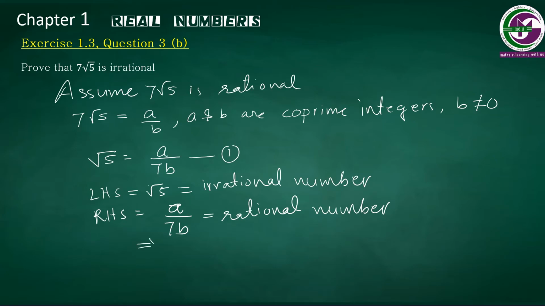That means it is a contradictory statement, right? So why did we get the contradictory statement? Because our assumption is wrong. Write the correct statement that 7 root 5 is irrational. Done. It's very simple, right?